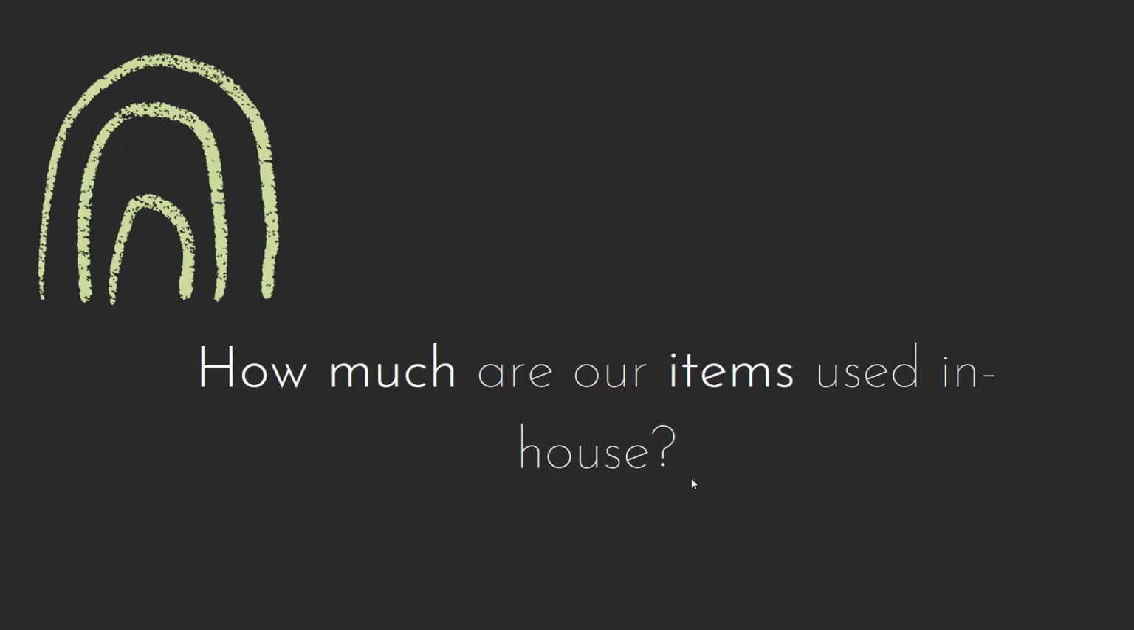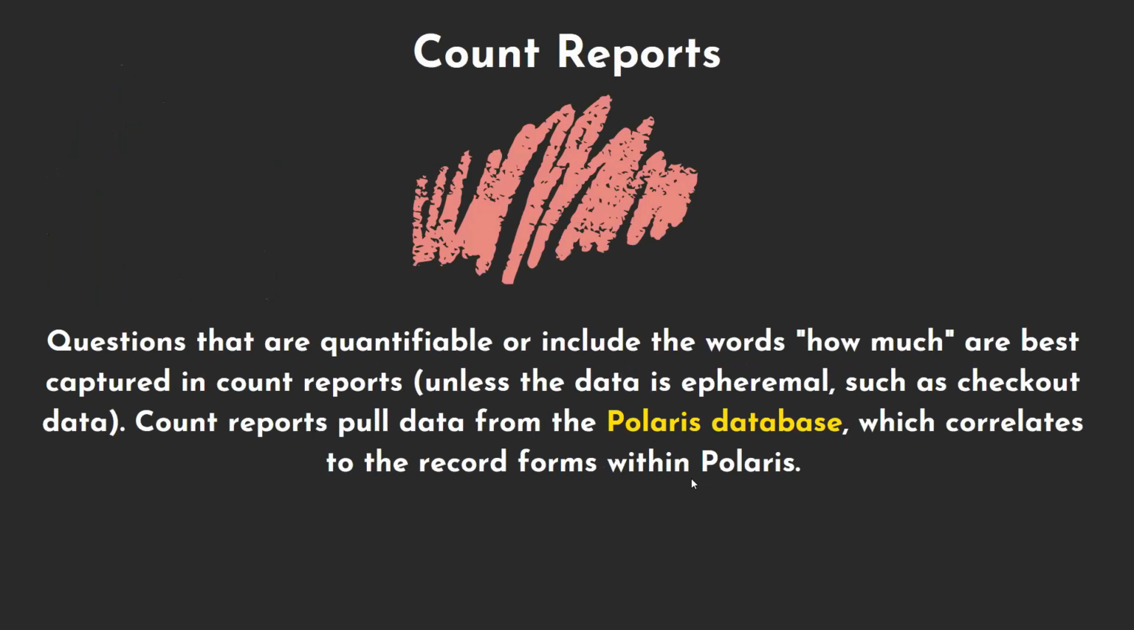We're going to highlight items because again, it's an item. We know what tab we're working under. And then in-house, because that's a specific category that we want to look at. So that's going to lead us to count reports. The phrase "how much" indicates that we are trying to tally something, and counting just puts count and tally together. We're counting data points within Polaris.